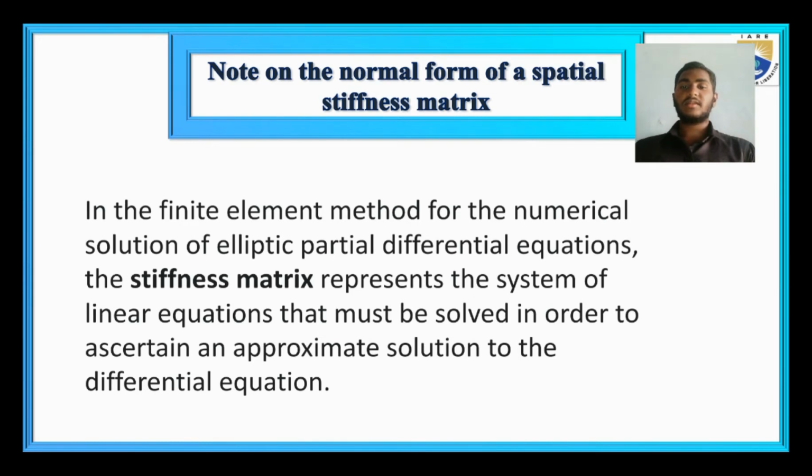In the finite element method for the numerical solution of elliptic partial differential equations, the stiffness matrix represents the system of linear equations that must be solved in order to ascertain an approximate solution to the differential equation.